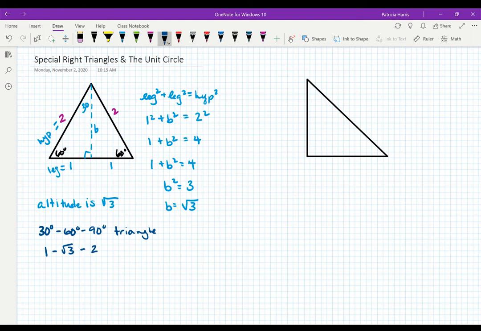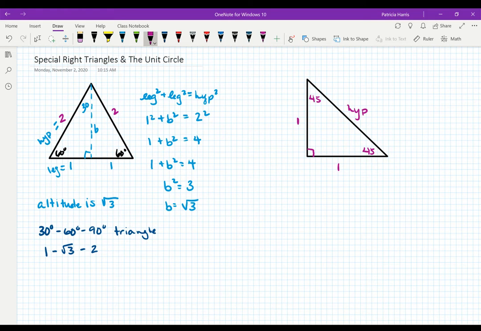Okay? All right, now let's move on to our 45, 45, 90. This is an isosceles right, which means that 2 of the sides are the same length. And also we have 2 congruent angles. So let's just say that the lengths of my legs are both 1. This is the 45 and this is the 45. Now what I need to do is find the length of my hypotenuse.